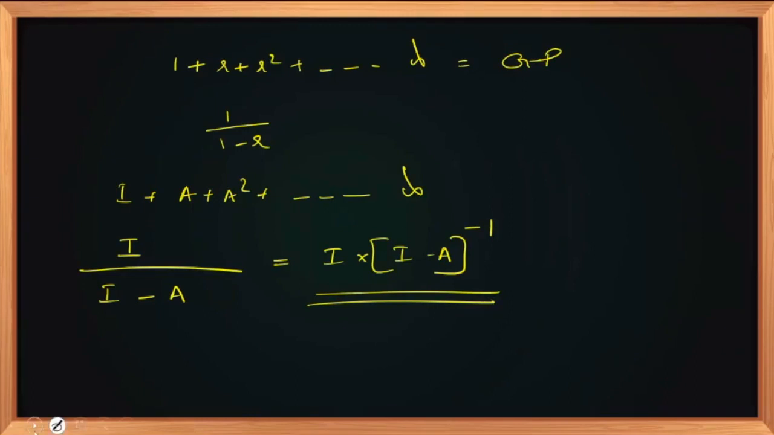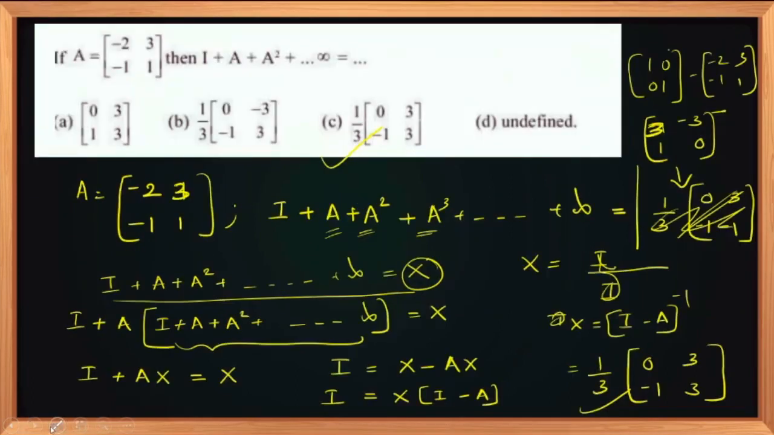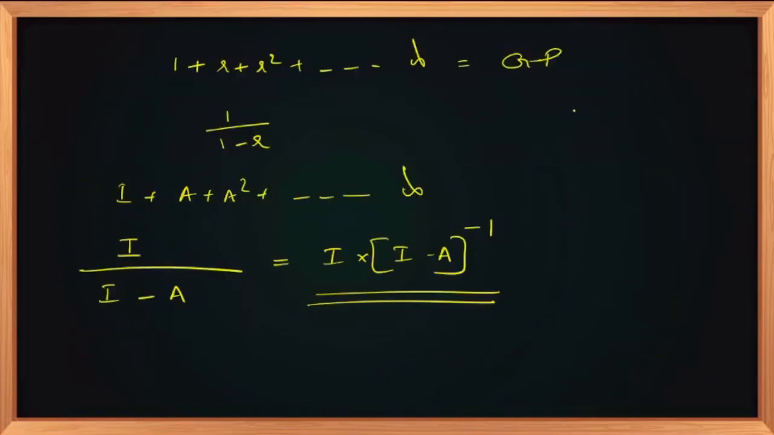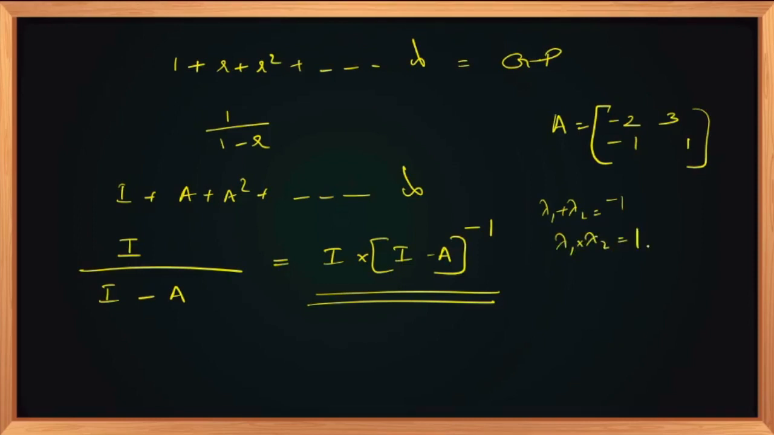We can use Cayley-Hamilton theorem also. So the eigenvalues of this matrix, right? I'll check with Cayley-Hamilton theorem. Since you have mentioned Cayley-Hamilton theorem, let me try to work it out. Minus 2, 3, minus 1, 1. So the eigenvalues sum is minus 1, product is 1, right? So lambda 1 plus lambda 2 equal to minus 1. Lambda 1 into lambda 2 is equal to 1. Product is 1. So what are the eigenvalues?